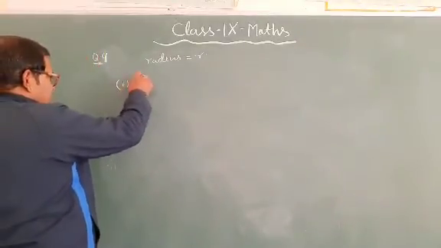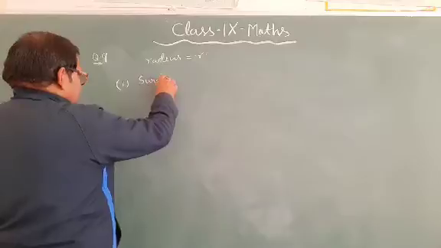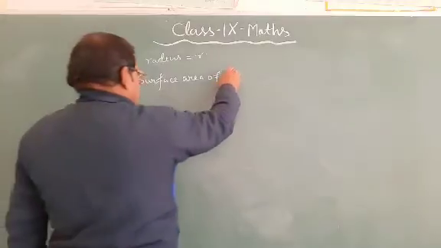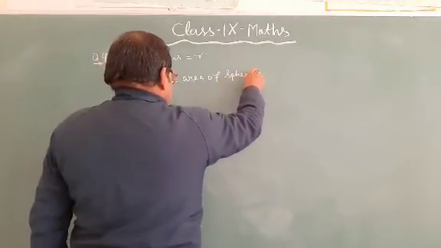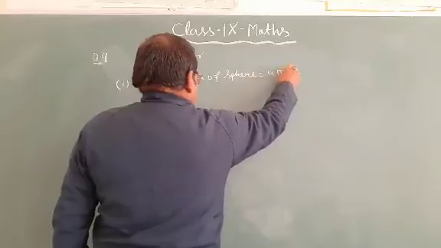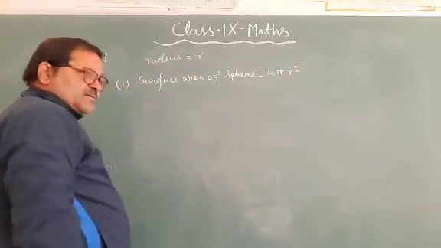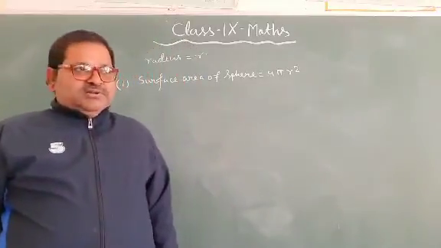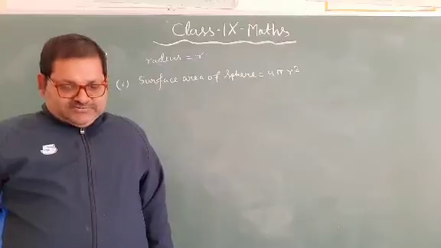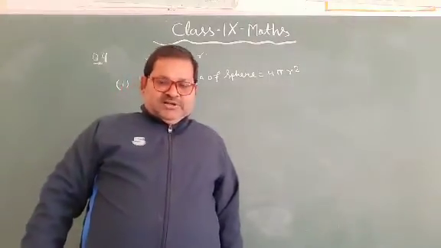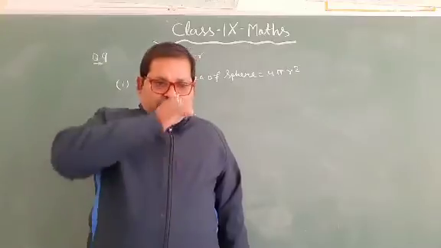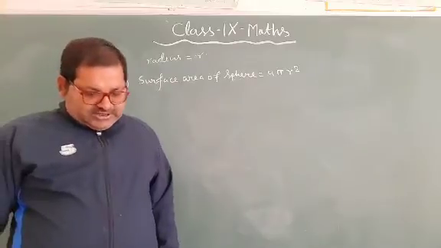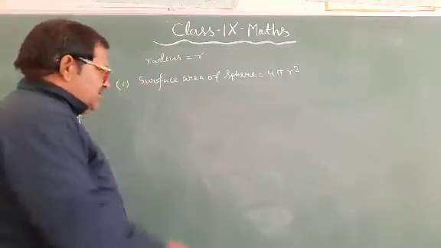First, surface area of sphere is equal to 4 pi r square. 4 pi r square is the surface area of a sphere. The sphere has the radius r, which is given.